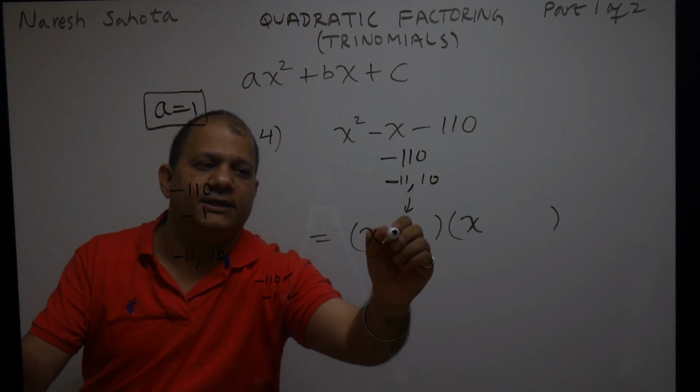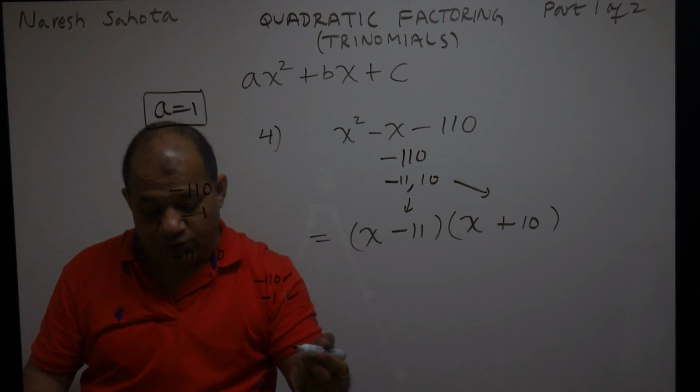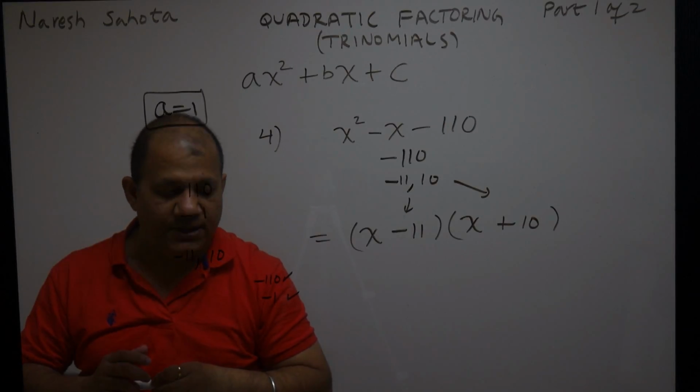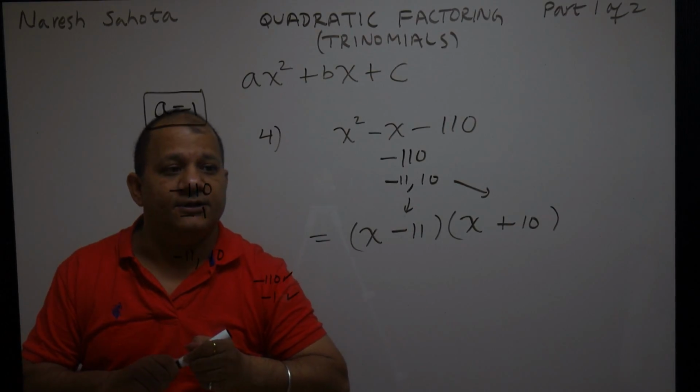So now we stick minus 11 here and then plus 10 here. So that's the final answer: x minus 11 is one factor and x plus 10 is another factor.